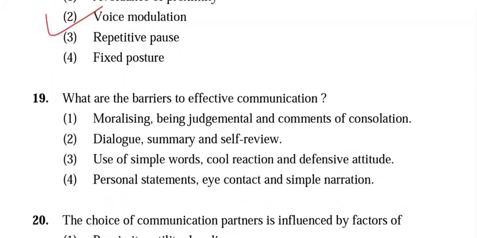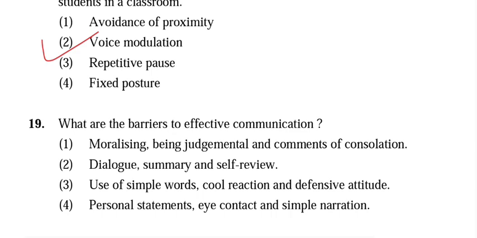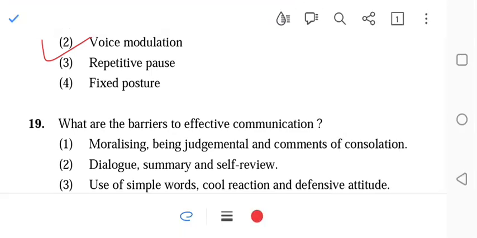Number 19 says, what are the barriers to effective communication? Moralizing, being judgmental, and comments of consolation; dialogue, summary, and self-review; use of simple words, cool reaction and defensive attitude; personal statements, eye contact, and simple narration. So the correct option for this question will be number 1, that is moralizing, being judgmental, and comments of consolation.